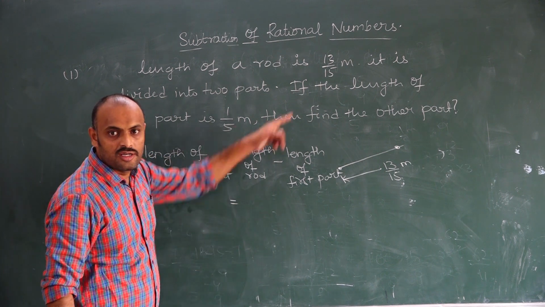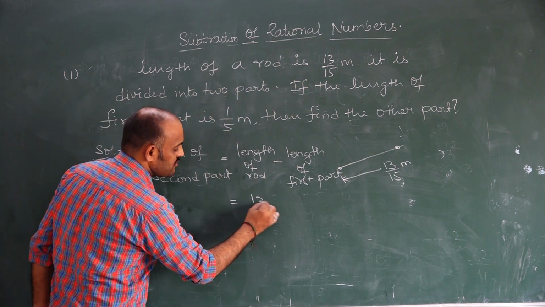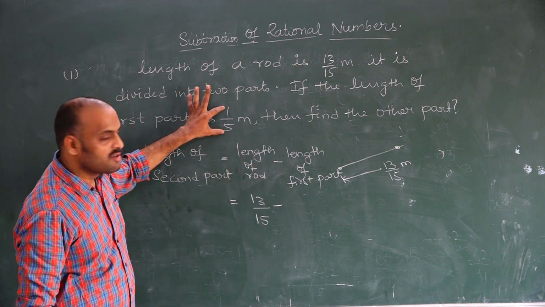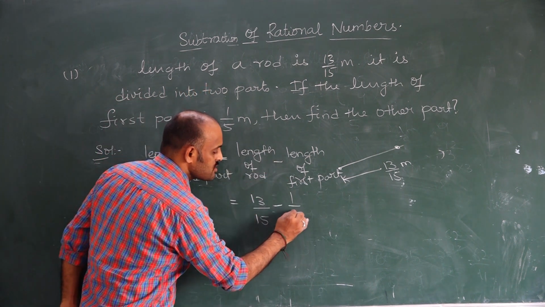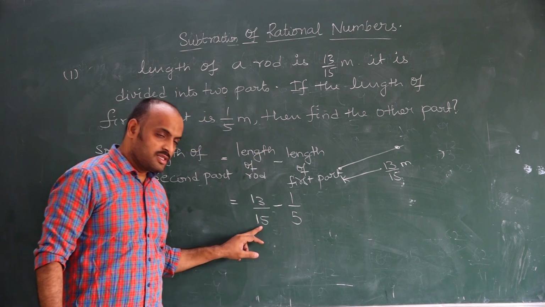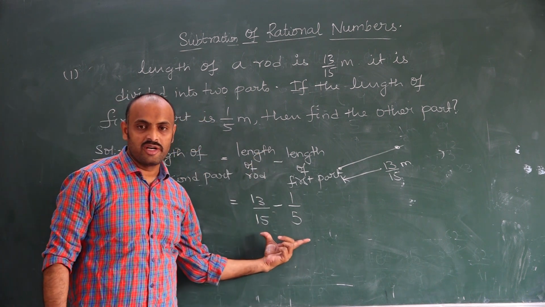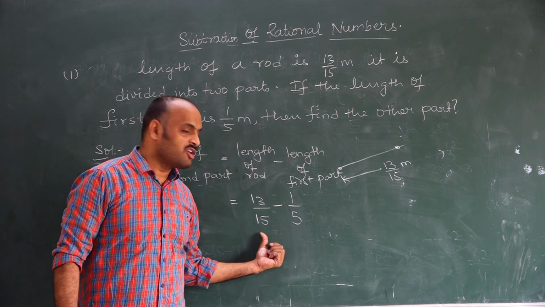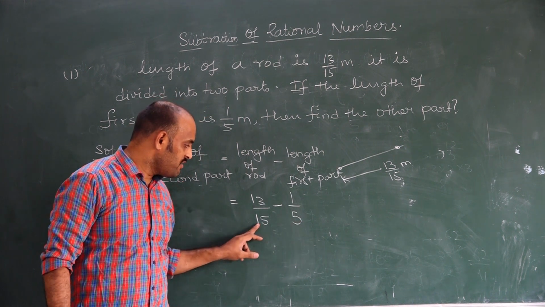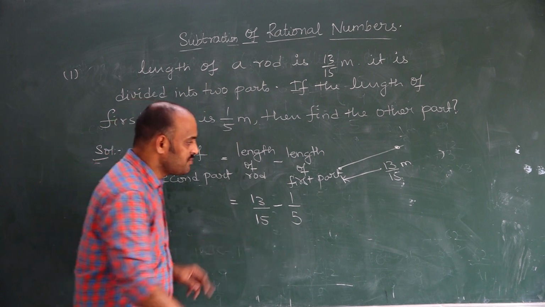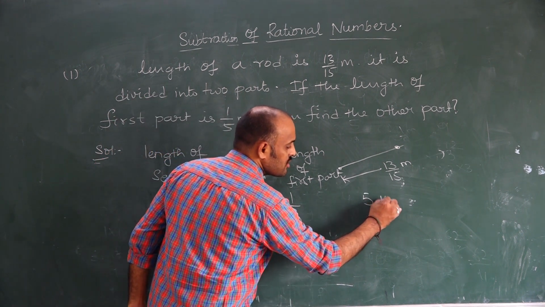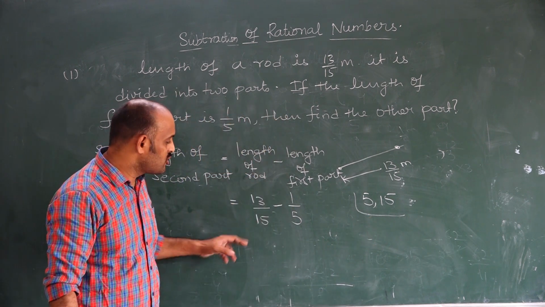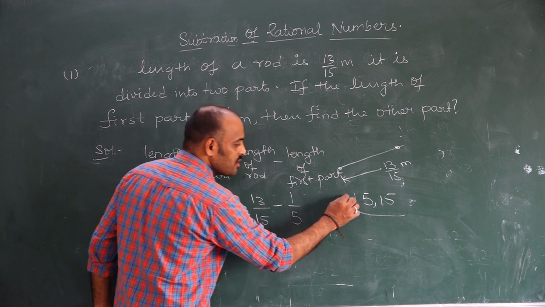What is the length of the rod? 13 by 15 meters. Minus, what is the length of the first part? 1 by 5 meters. Are the denominators the same? The denominators are not the same. So we cannot subtract. Make the denominators the same first. For 5 and 15, what is the LCM? First we need to find the LCM. Why do we need to find the LCM? To make the denominators the same.